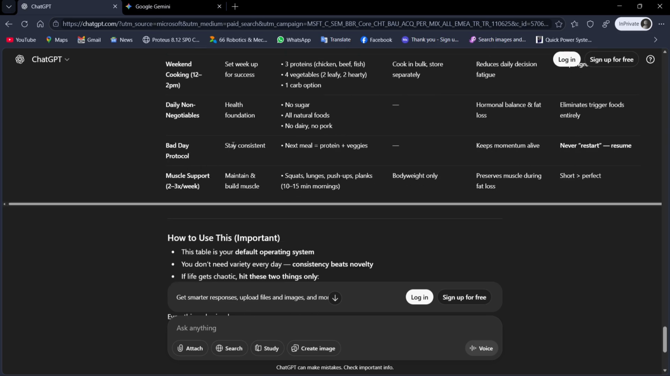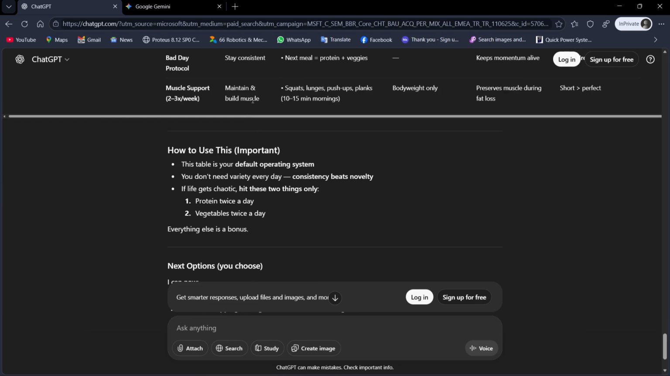Then bad day protocols. Stay consistent. The next meal equals protein plus veggies. And then for the science, it is not here, we just go back up here to look at the portion. Keep momentum alive, never restart, just resume. And then our muscle support: maintain and build muscle with squats, lunges, push-ups and planks. Body weight only. Preserve muscle during fat loss. Short is greater than perfect.